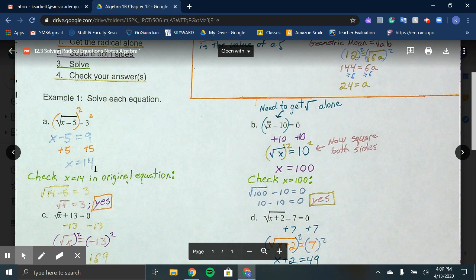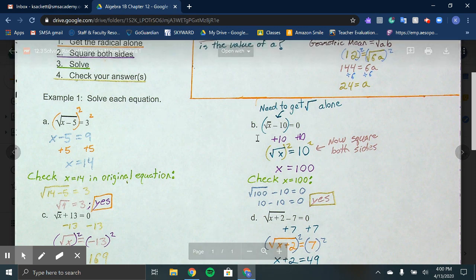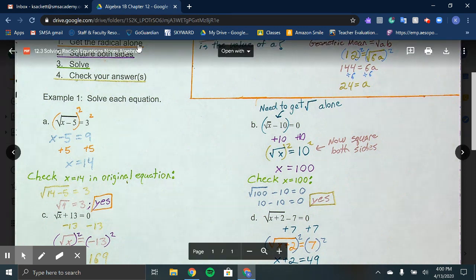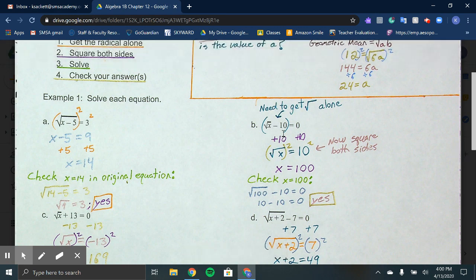If the left and right don't equal, then it could not be a possible answer, meaning we would have no solution. So now looking at B, I need to get my radical alone first, step number 1. So I have the square root of x minus 10. In order to get the radical alone, I have to add 10 to each side of the equation. That gives me the square root of x equals 10. Now I'm on to step 2, so I square both sides. Square root of x squared is x, 10 squared is 100. So x equals 100.